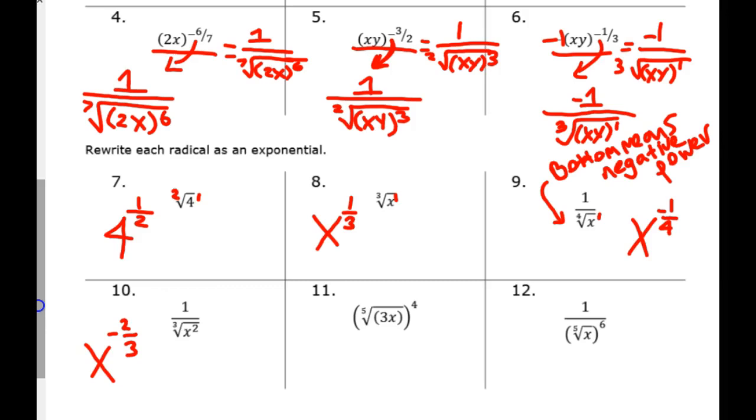Number 11. So, is number 11 on the bottom of a fraction? Okay, it's not. So instead of negative, this will be a positive power.